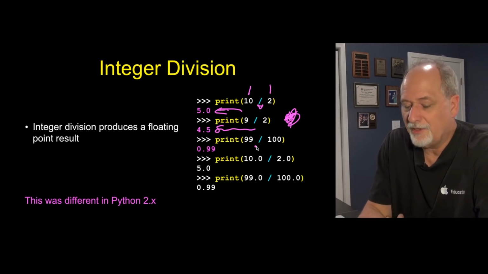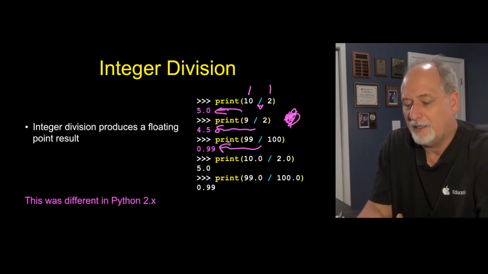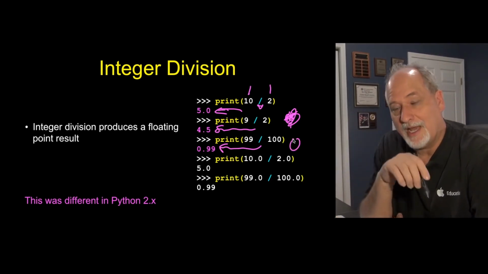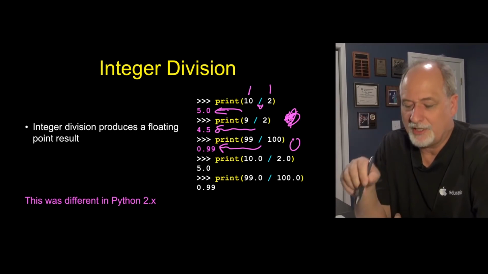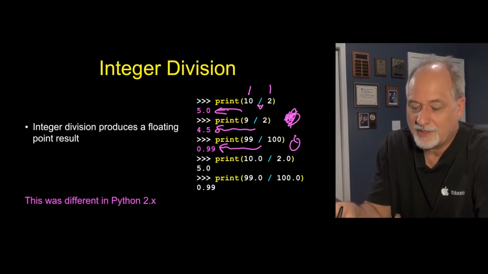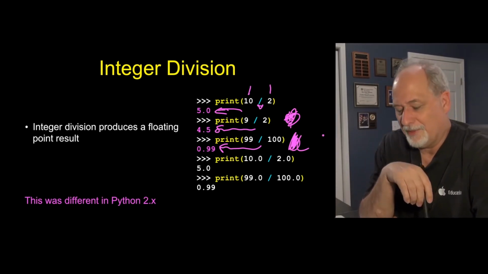The same with 99 over 100. As you would expect, if this were a calculator, you get 0.99. Actually, what you get in Python 2 is 0, because it would round it down. It doesn't round at all, it truncates it. So 99 over 100 is 0.99, and then it truncates it to 0. That's Python 2. We're not talking about Python 2. There's a good reason we're not talking about Python 2.